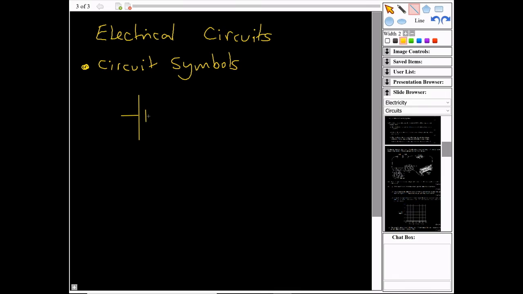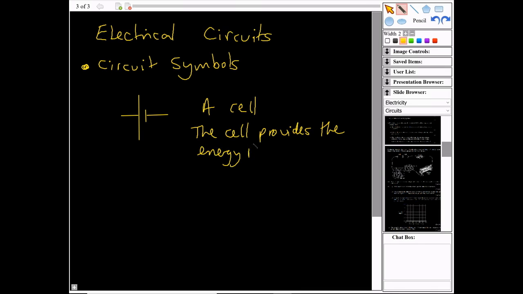So the first symbol we have here is like that, and that is for a cell. Okay, now the cell provides the energy for the circuit. Okay, if we don't have a cell, then we don't have any energy and it won't work.